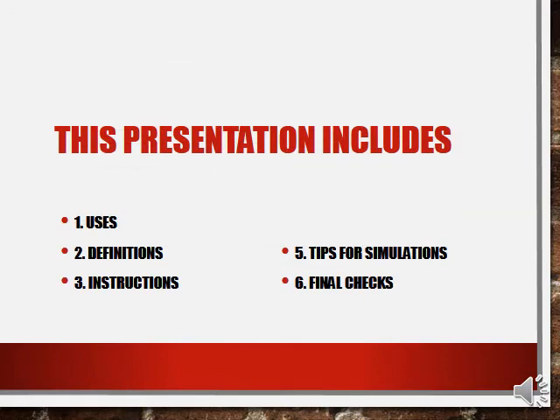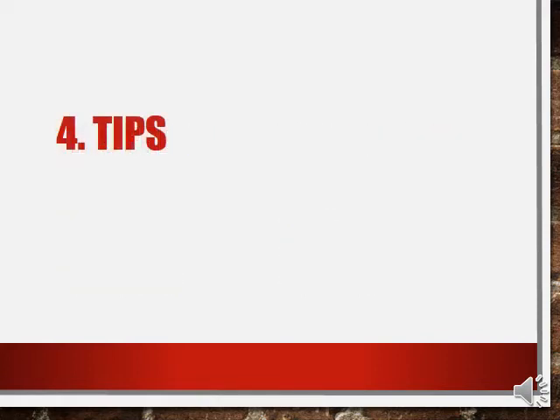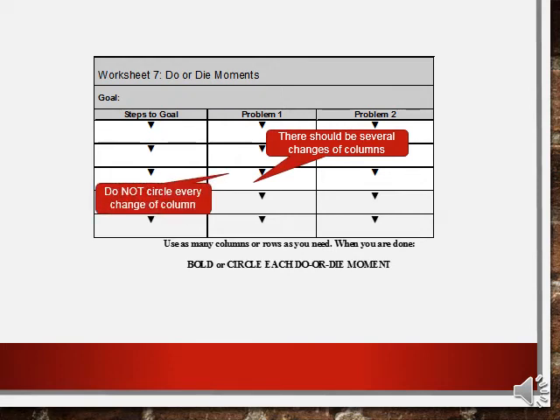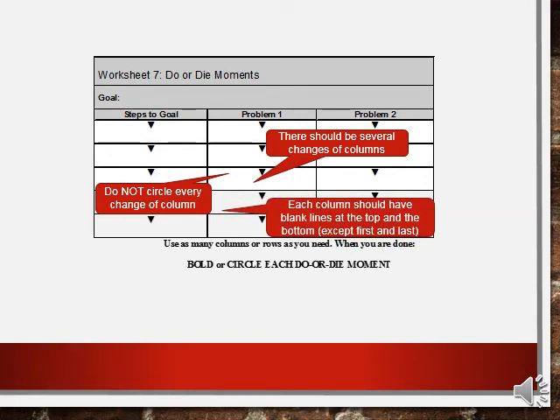In section 4, we'll look at tips to help you complete the worksheet. For Worksheet 7, there are 3 tips. First, there should be several changes of columns. Second, do not circle every change of column. And third, each column should have blank lines at the top and the bottom, except of course for the first and last.